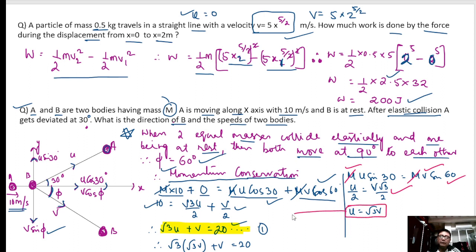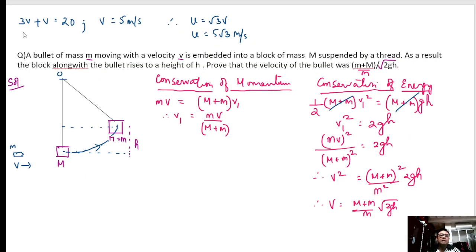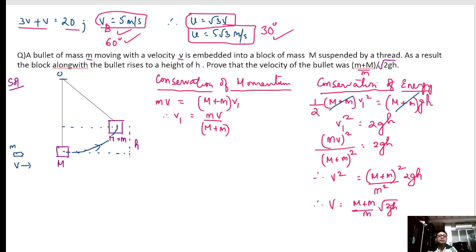Now putting the value of u in this equation, we get this. So ultimately we can find out the value of v, which is coming 5 meter per second. That means B moves with a velocity of 5 meter per second at an angle of 60 degree. Since u was root 3v, this is the value of A. So A will move with this velocity after collision at an angle of 30 degree. Clear?